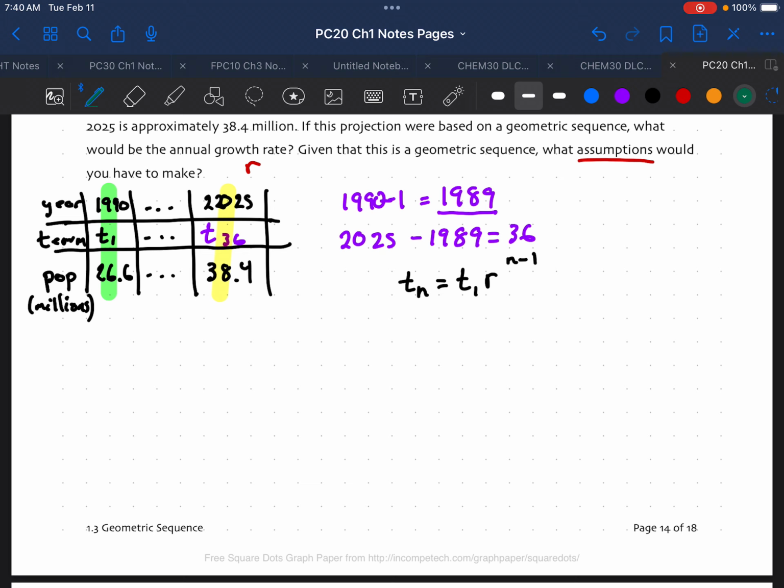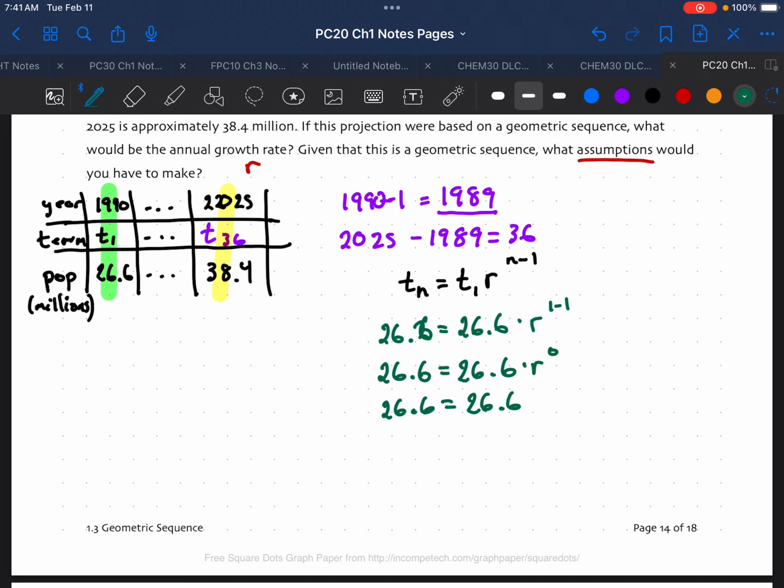n is equal to 1. So term 1, we've got 26.6 is equal to 26.6 times r to the power of 1 minus 1. It doesn't help us at all. Sorry, so this is 26.6 is equal to 26.6 times r to the power of 0. r to the power of 0 is just 1. All we get is 26.6 is equal to 26.6. That doesn't help us at all.